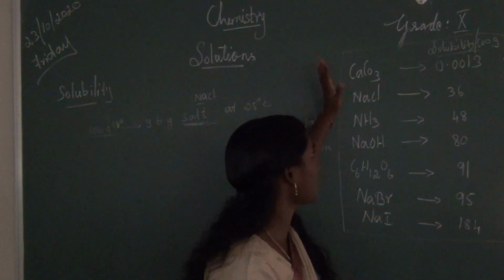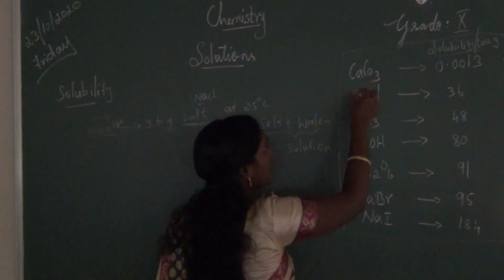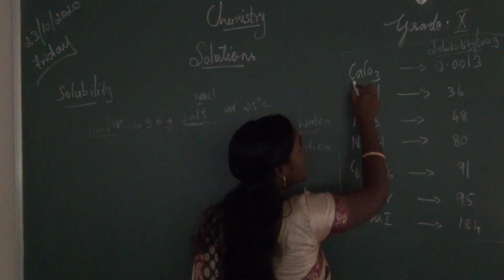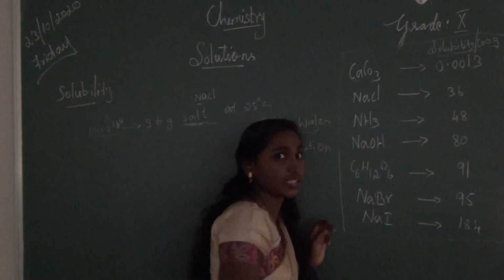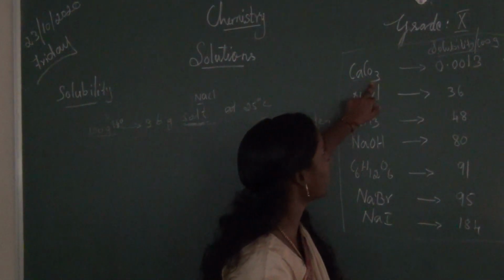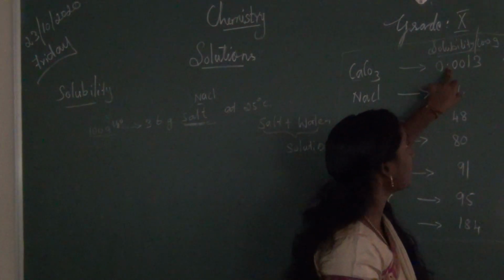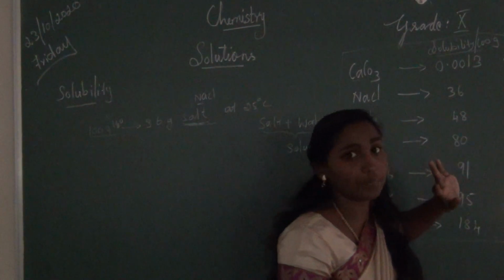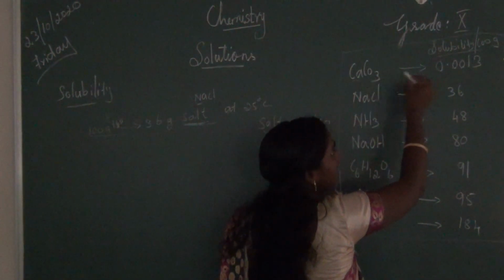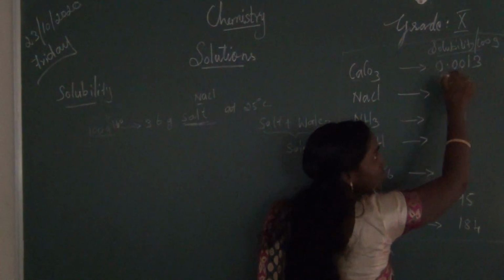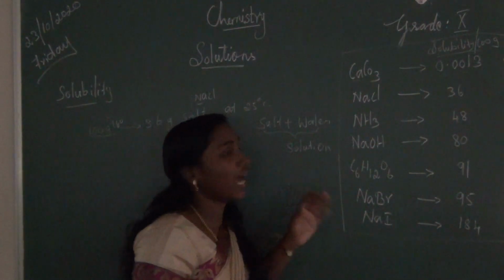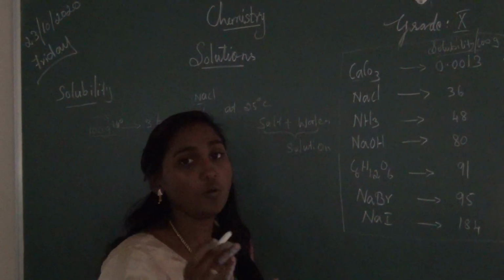Some compound solubility values. First one, listen: CaCO3, which is calcium carbonate. Calcium carbonate solubility is 0.0013 gram. In 100 gram of water, calcium carbonate can dissolve only 0.0013 gram. To calculate this solubility, we have one formula.